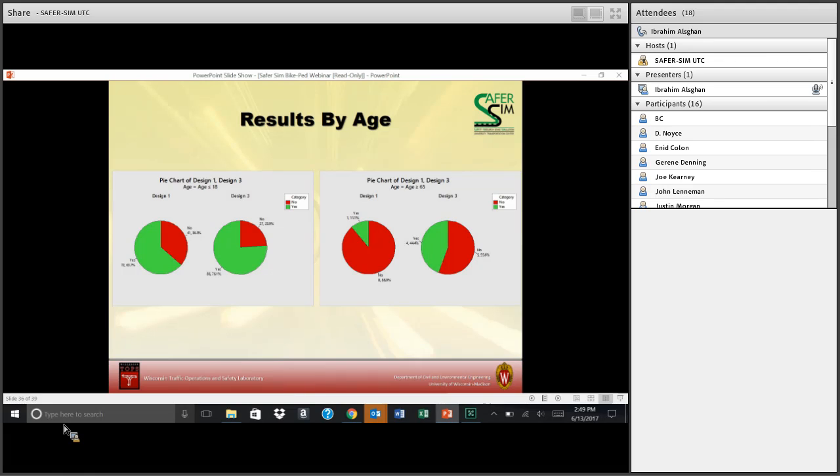Design 1, although the numbers are small, you can see 8 of the drivers could not understand the meaning of design 1, while on the other side, design 3 was only 5. So yeah, let's go next.